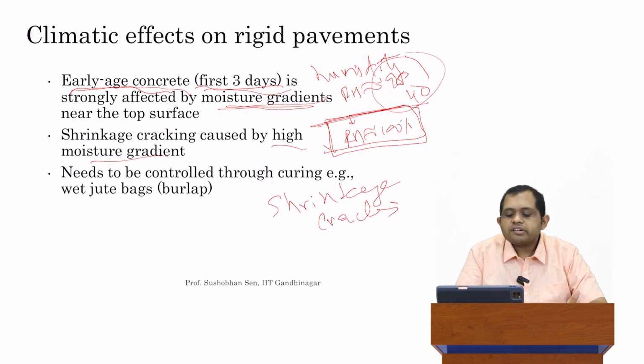It can be controlled, for example, through curing. Now, there are many ways of curing, which we'll talk about. One way, which maybe many of you have seen, is by just putting a wet jute bag on the surface. Sometimes, in some parts of the world, that wet jute bag is also called burlap. So that's one way to control the development of shrinkage cracking, by controlling curing.